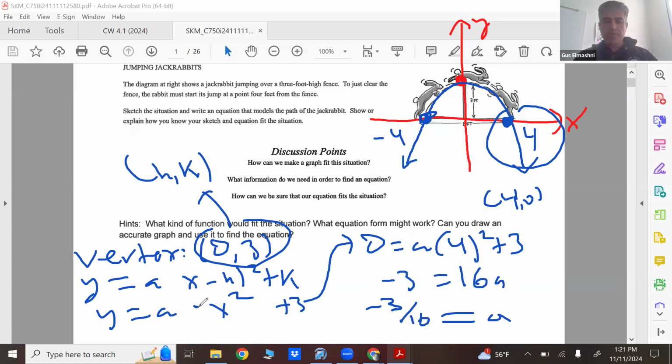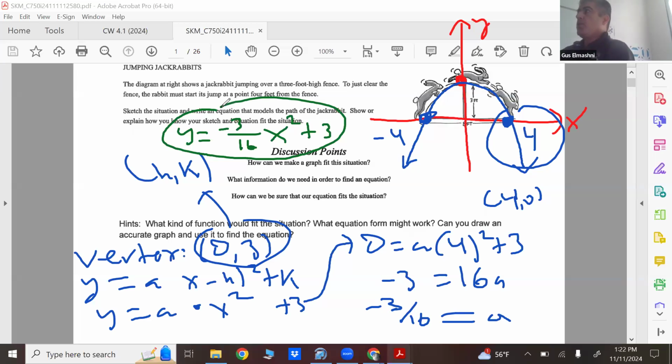So my final answer, which I'll put in dark green right next to the graph, is Y equals negative 3/16 X squared plus 3. Now this skill, Aiden, can you come back down? Thanks. Appreciate it.